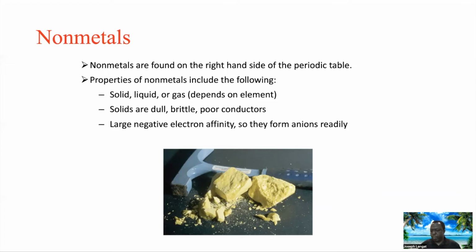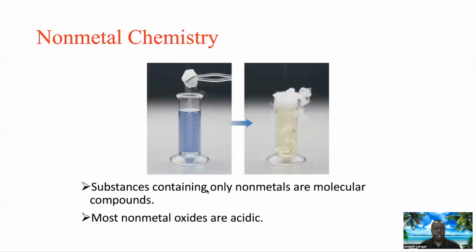Instead of saying malleable or ductile, they are brittle, poor conductors of heat and electricity. I guess this is sulfur. They are brittle, which means when you strike it with a hammer, it will just shatter into pieces because of the brittleness. We say they are brittle, not malleable like metals.